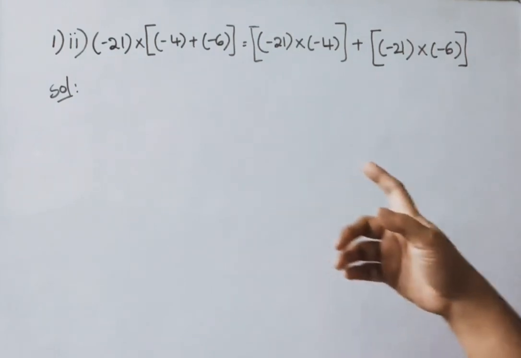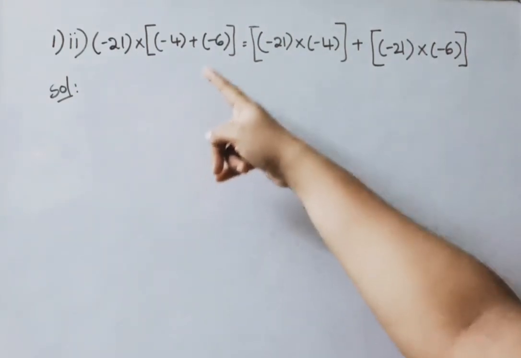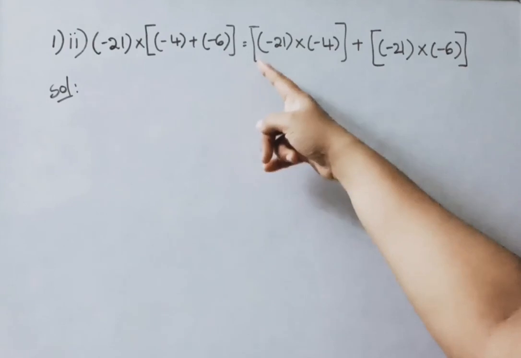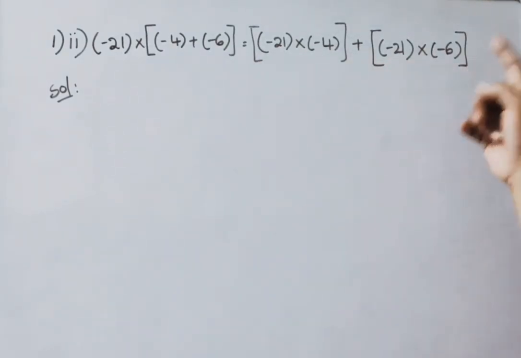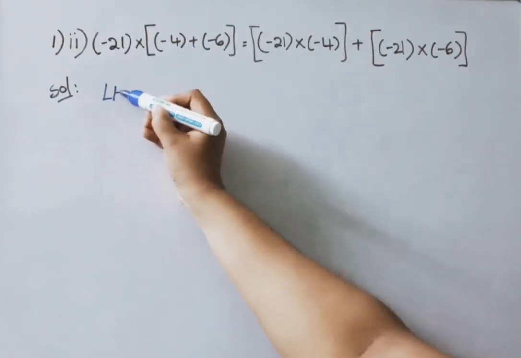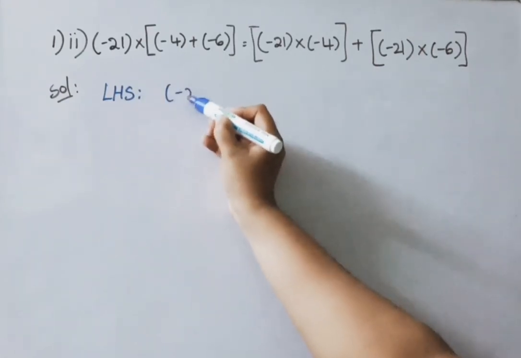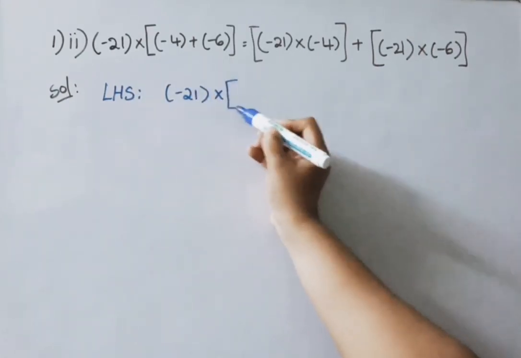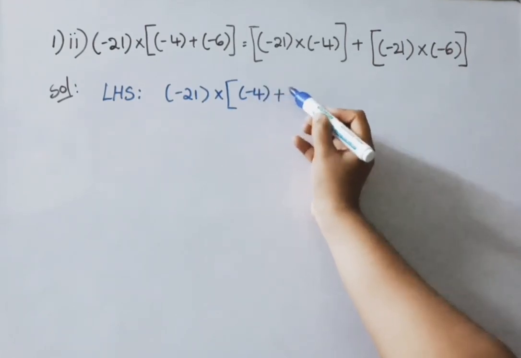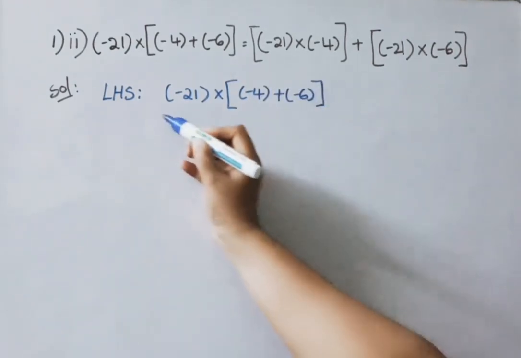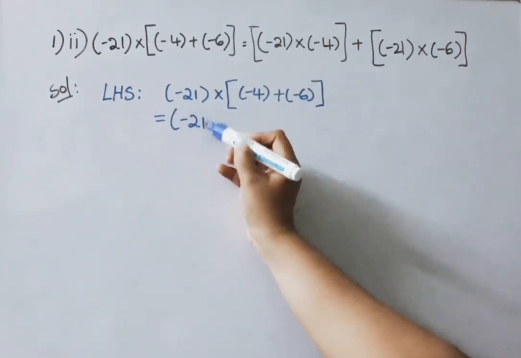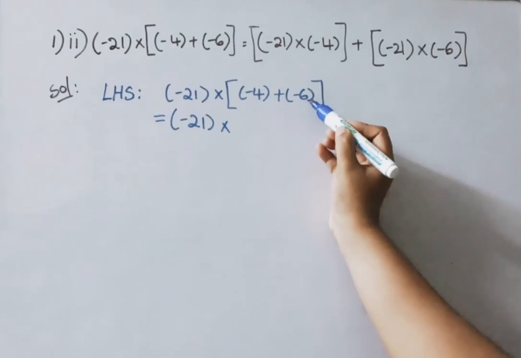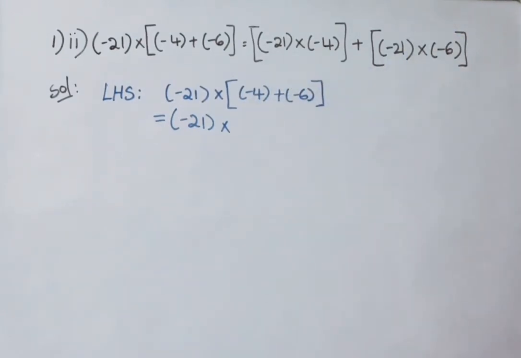Let us see the second sum now. Minus 21 into (minus 4 plus of minus 6) equals minus 21 into minus 4 plus minus 21 into minus 6. Let us see the solution. Take the left hand side, that is the LHS part. Minus 21 multiplied by (minus 4 plus of minus 6). First we have to solve the value present in the brackets. That means minus 4 minus 6. How much is it? Minus 10.